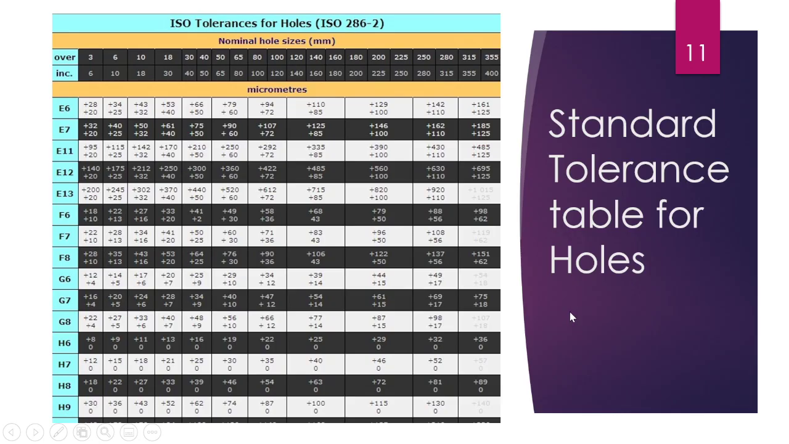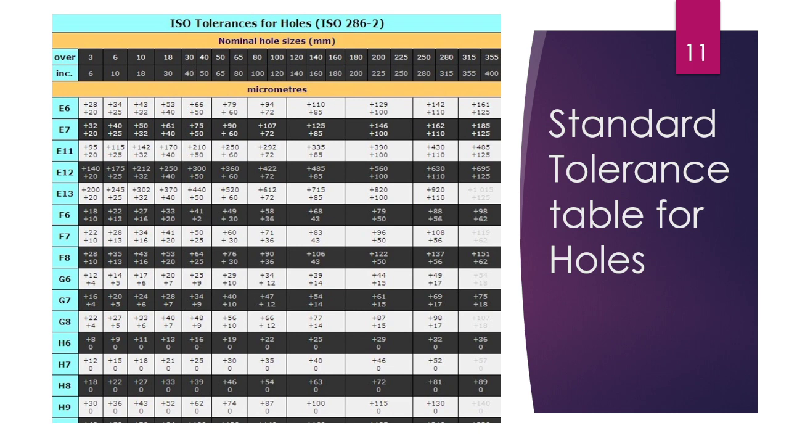The same way, here we have a table of ISO tolerances for holes. Okay, here we have dimensions from 3 to 6, then over 3 and including, etc., until 400 mm. And here we have the most used tolerances for holes: 6, 7, 11. We said from 7 until 11, from 6 sometimes.